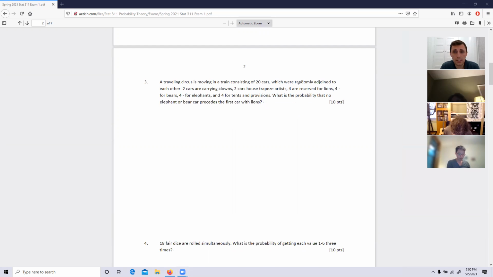We have 20 cars. 2 cars are carrying clowns. 2 cars house trapeze artists. 4 are for lions. 4 for bears. 4 for elephants. So we want to see no elephant or bear preceding the car with lions.